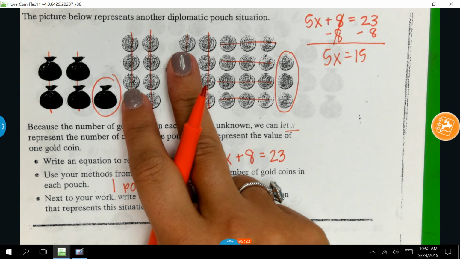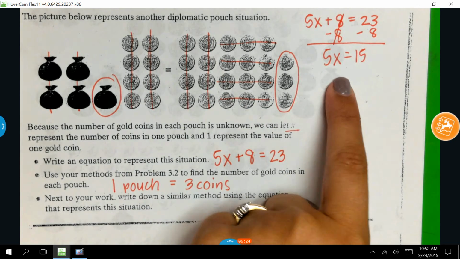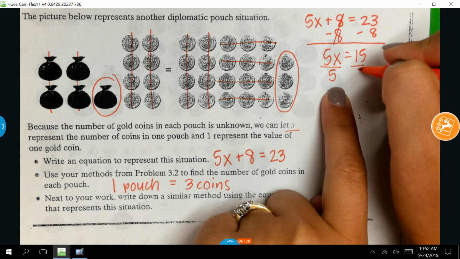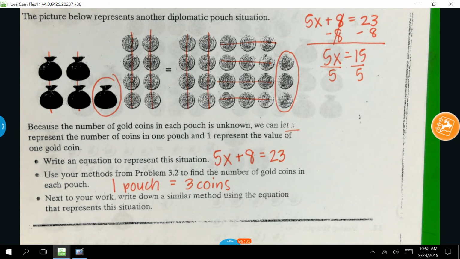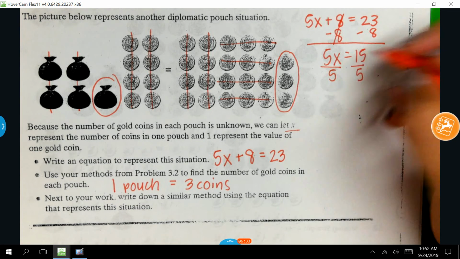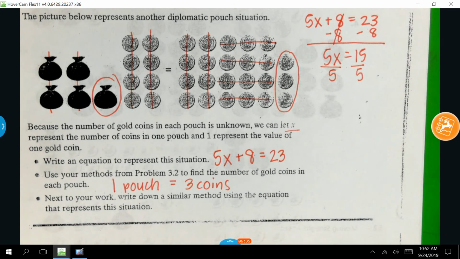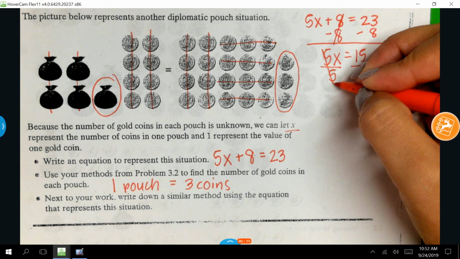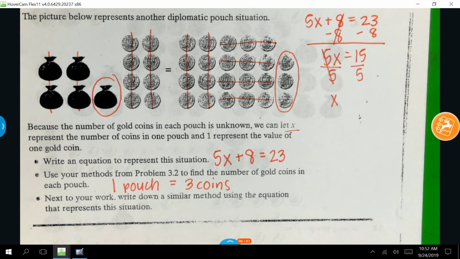I divided both sides by 5. So I want to do the same thing in my equation. I want to divide both sides by 5. So when I have 5x divided by 5, what does that leave me with? 1x. So my 5's basically cancel. And then 15 divided by 5 is what? 3. Did I get the same answer?